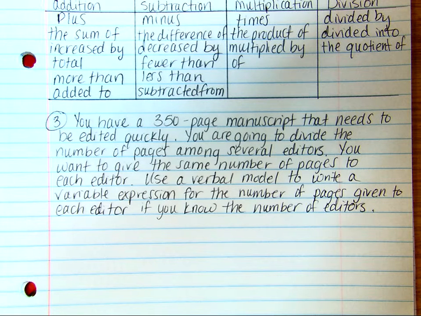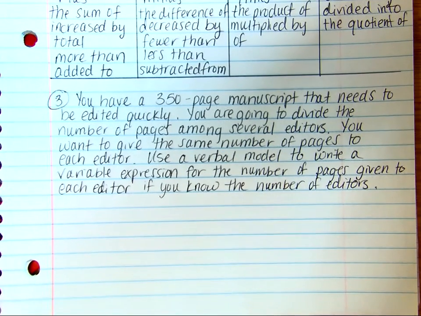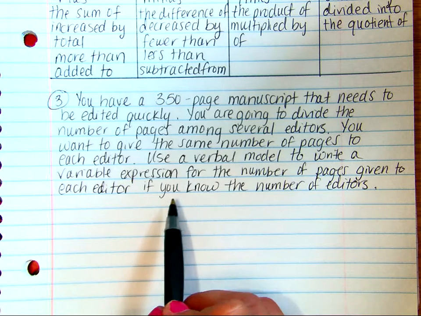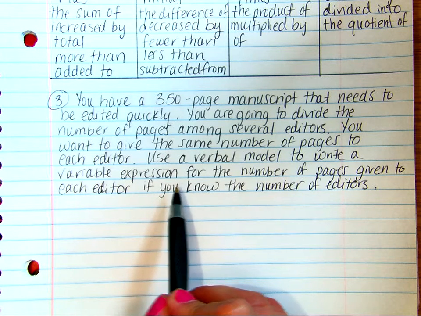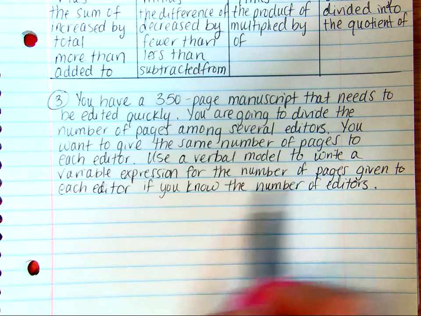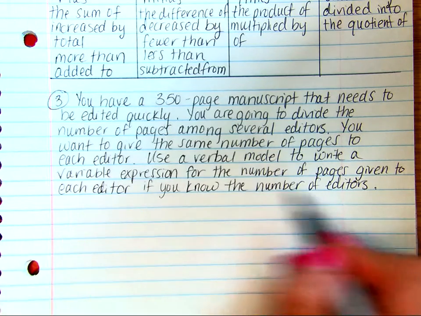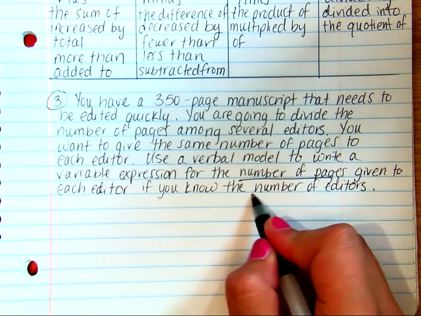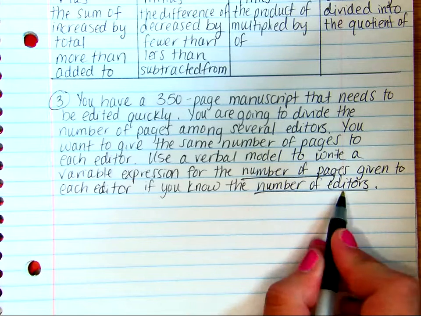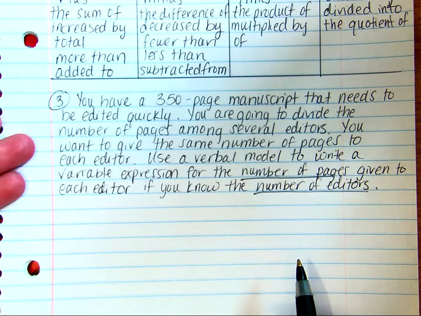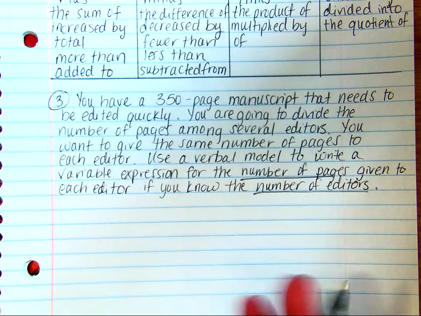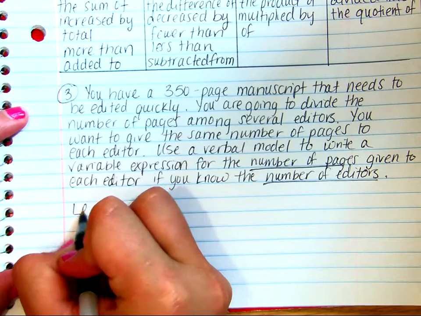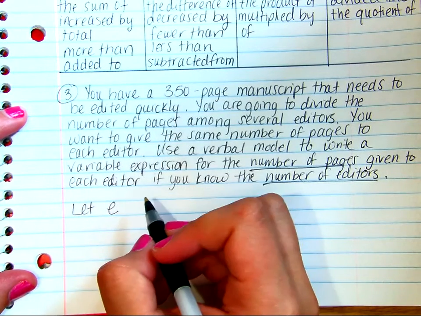All right, so first we need to define which variable we're going to use. If you look at the problem, we are ultimately looking for the number of pages given to each editor. And we know the number of editors. So this is a known amount. They don't actually tell us in the problem, but we're going to assume we know how many. So let's let E represent the number of editors.